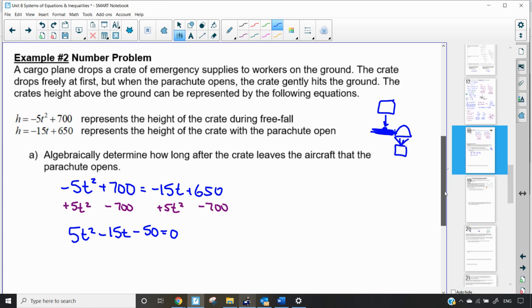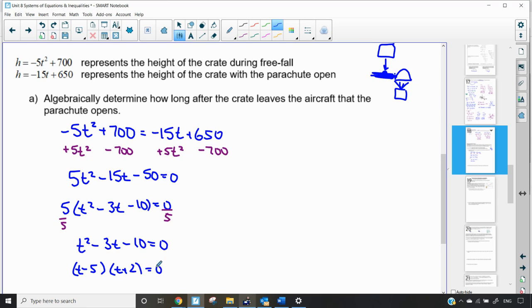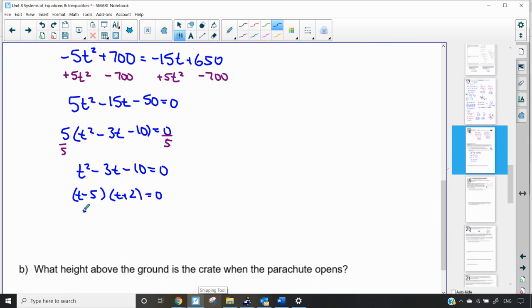So again, when I'm factoring, the first thing I should always be doing is looking for a GCF. I can pull out a 5. That leaves me with t squared minus 3t minus 10 equals 0. I can divide by 5 on both sides and eliminate that 5, or I could carry it along right till the end. Either way, it's going to end up being eliminated, and it does not affect our equation to do it now or do it later. That leaves me with t squared minus 3t minus 10 equals 0. And then I'm going to factor. So I would have t minus 5 and t plus 2 set equal to 0. That means that we have t equals 5 and t equals negative 2.